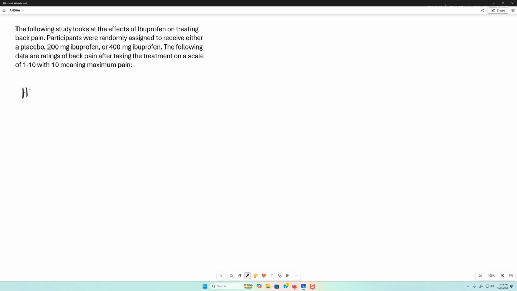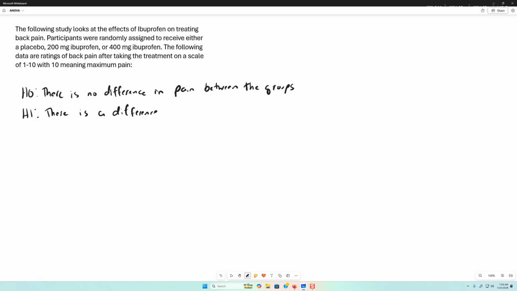So the null: there is no difference in pain between the groups. So basically, the ibuprofen doesn't work. And the alternative is there is a difference in pain between the groups. So that would signal that some dose of ibuprofen is actually working better than, say, the placebo or a lower dose.